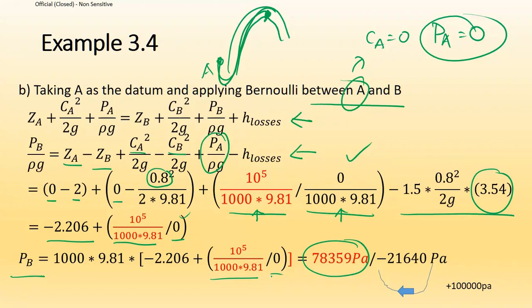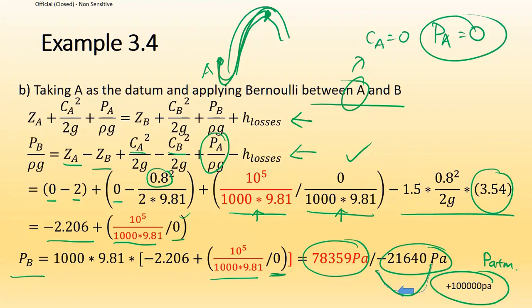Alright, if you use the gauge, you'll get the gauge. But don't worry, both answers are acceptable. Because to get the absolute from the gauge, you just need to add the atmosphere to it. Typically for fluid mechanics, we'll just use the gauge pressure. If we need the absolute at the end of the day, we'll just add back the atmosphere.